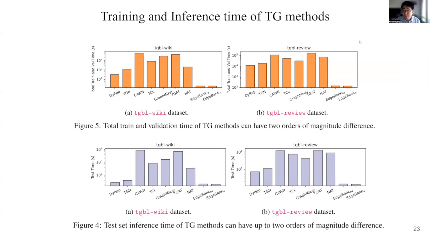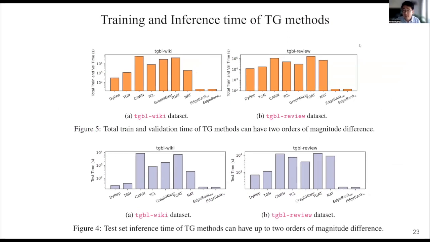Now we'll also take another look at the training time and inference time, and a bit of a look at the scalability of the existing methods. Just want to quickly note that the edge bank time is really fast because it's just a hash table and requires no training, and it's just a heuristic. So this is just here for comparison, but all the other methods are neural network based.